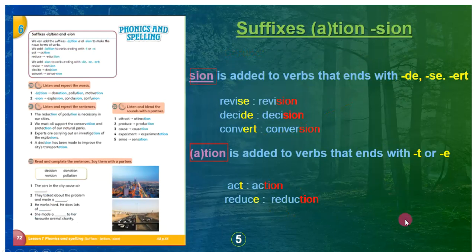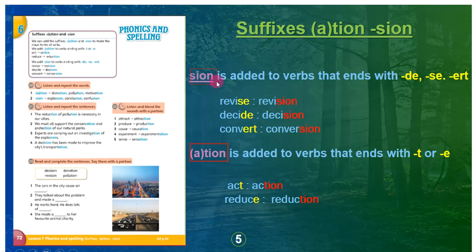The phonics lesson was the suffixes -ation and -sion. Now, suffixes means the letters that come at the end of the word. So here we have the two suffixes, -ation or without an a, -tion, and -sion. These two suffixes come at the end of the verb. Sion is added to a verb that ends with -de, -se, or -ert. It's like revise, revision.